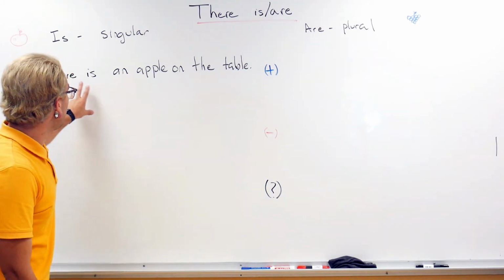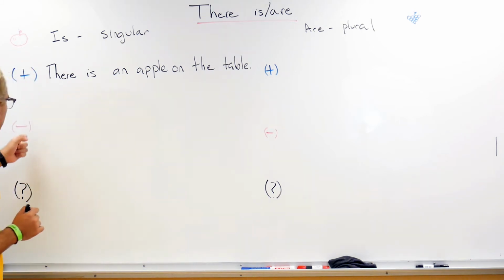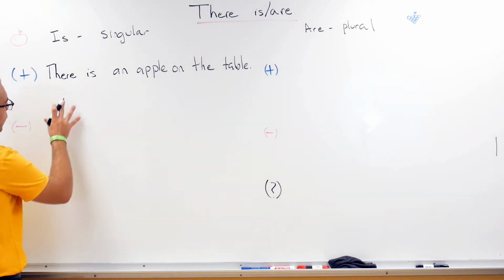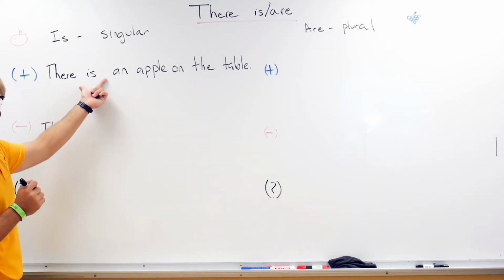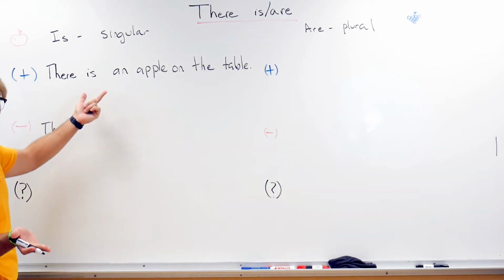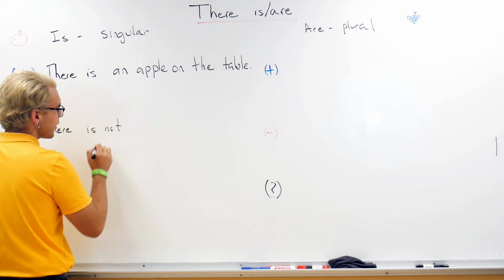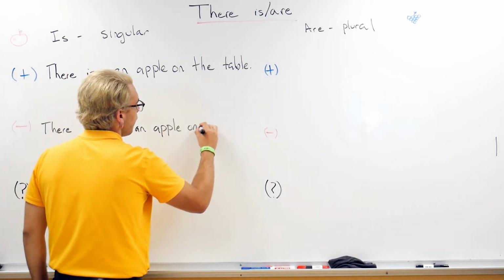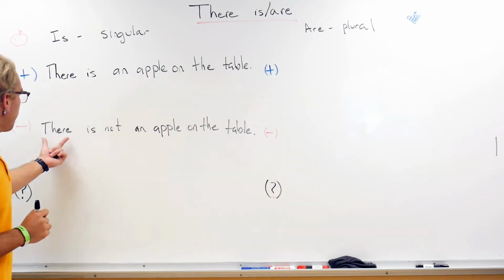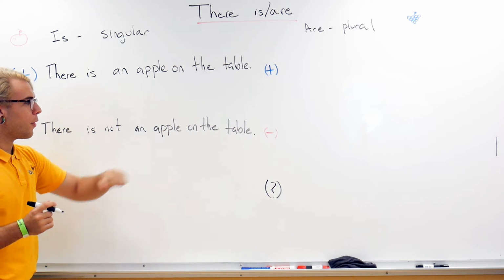Again, we use is because it's a single apple, one apple. Now, let's do negative. We do the same thing, but the negation of is would have to have a not after it. So you can say there is not, or you can use the contraction isn't. There isn't, or there is not, an apple on the table.